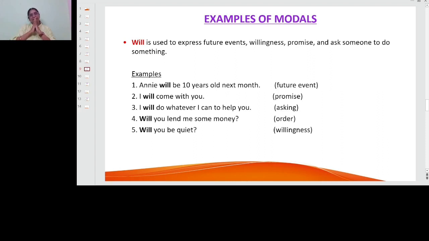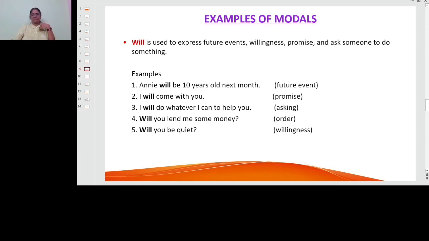Will you lend me some money? Will you? It's an order. Actually, can you is a request. But will you lend me some money? It's an order. So, will you be quiet? It's also somewhat like an order, but with willingness, you can say, will you be quiet?